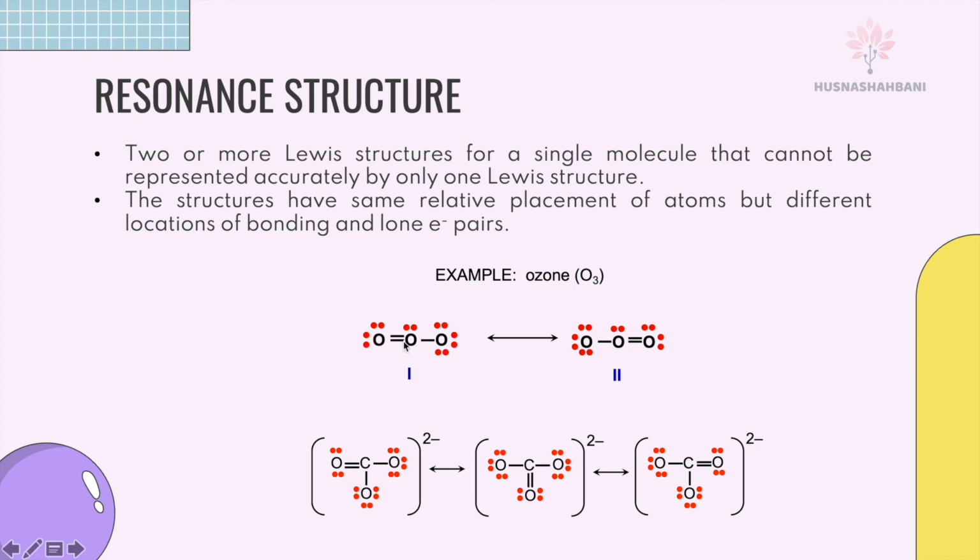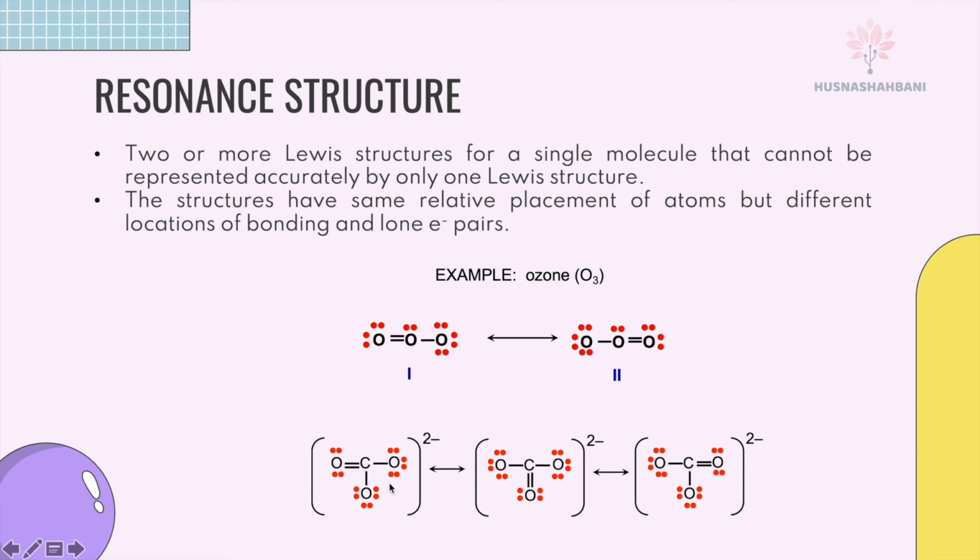So you cannot just show one structure to show the ozone molecule. You have to show both because the multiple bond position is not fixed on the left and it is not fixed on the right. It can be at any position. That's why we use this double-headed arrow to show their resonance structure.